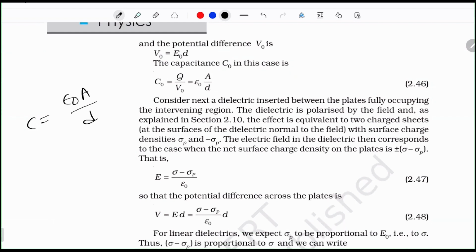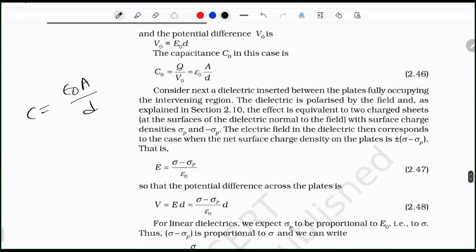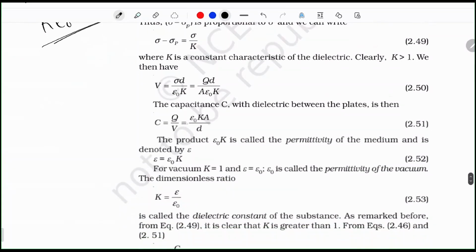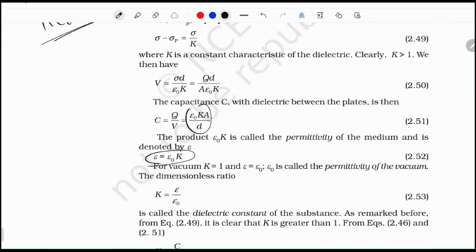You will soon see that if there is a dielectric with a dielectric constant of K, then the capacitance will be K epsilon naught A by d, because K epsilon naught is simply epsilon. So there you go, you have the same formula here. So I think we've seen that epsilon naught is called the permittivity of free space.